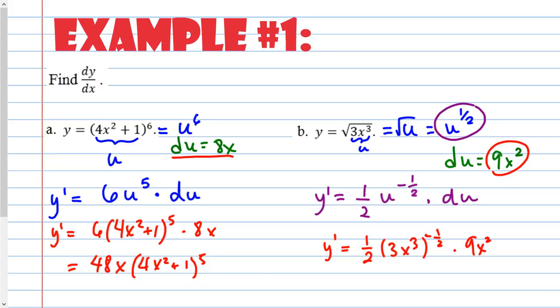The only thing here to do is rewrite. The negative 1/2 tells me that this is actually a denominator now. So 9x squared over the 1/2, there's the 2 part, and then the 3x cubed is in the square root. So 3x cubed, and voila.